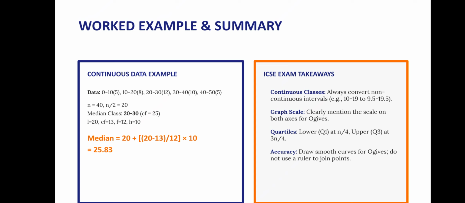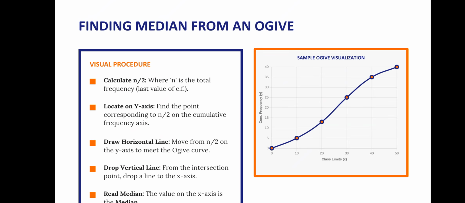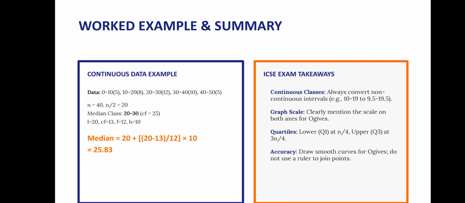Okay. So we have some ICSE exam takeaways. Continuous classes: always convert non-continuous intervals. So as you can see, 10-19 and 9.5-19.5, those are non-continuous class intervals. We need to convert them to continuous class intervals, which is actually the exclusive form. Graph scale: clearly mention the scale on both the axes for ogives. Here we have mentioned the scale, that is 10 units on the x-axis, that is class limit, and 5 units on the y-axis, that is cumulative frequency. In the same way we can take the graph scale; we have to mention it on both the axes.